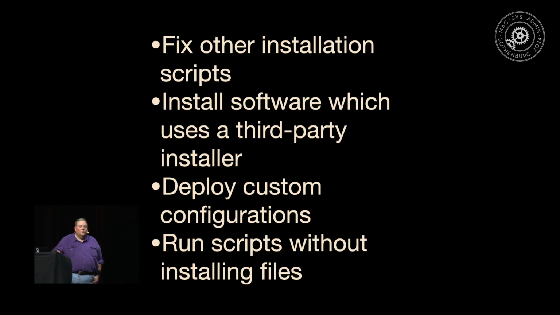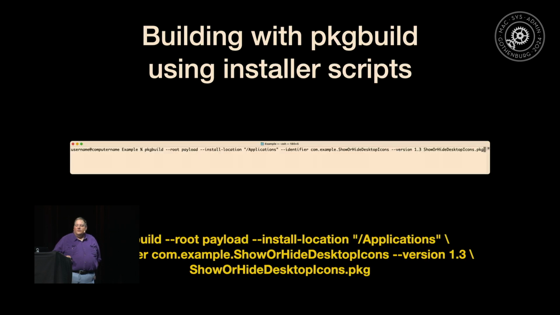So there's lots of cool ways to use installer scripts. You can use them to fix problems in other people's installer scripts, you can install software that doesn't use any of Apple's recommended installation methods. I'm sure we've all got a few of those. You can deploy configuration files for other installers, and you can even build an installer package which is only a delivery mechanism for scripts. So how do we include scripts as part of building an installer package?